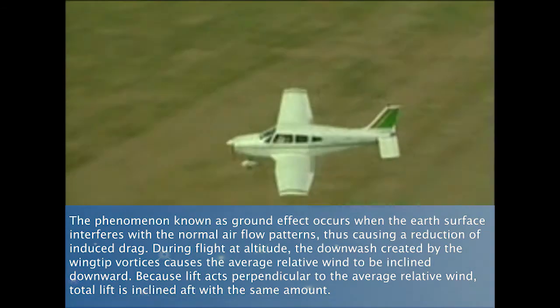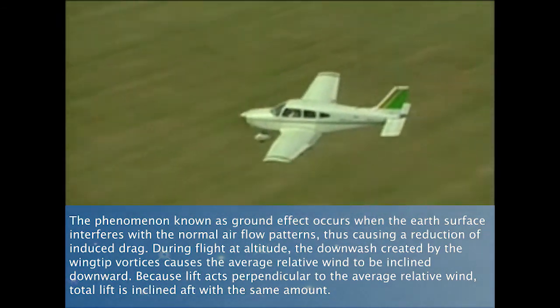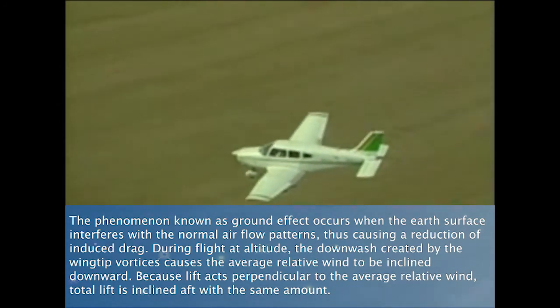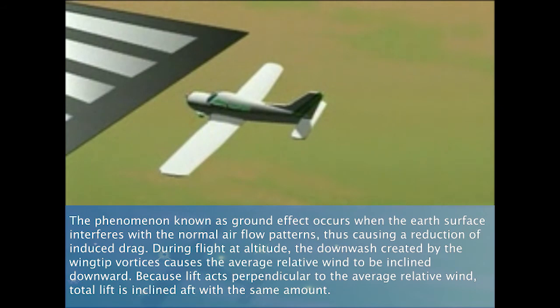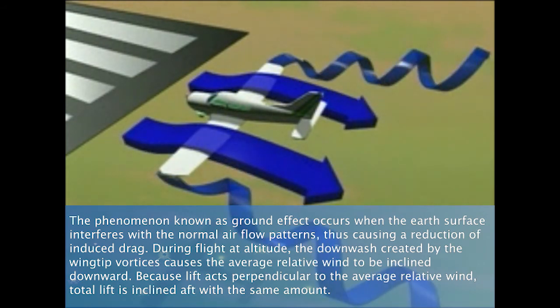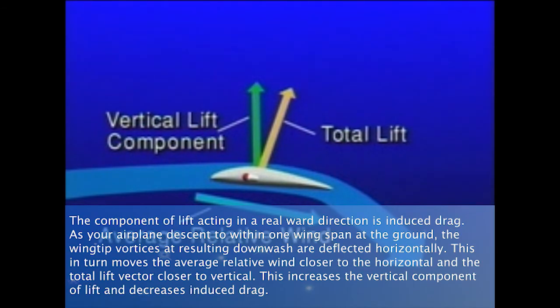The phenomenon known as ground effect occurs when the Earth's surface interferes with normal airflow patterns, thus causing a reduction in induced drag. During flight at altitudes, the downwash created by wingtip vortices causes the average relative wind to be inclined downward. Because lift acts perpendicular to the average relative wind, total lift is inclined aft by the same amount. The component of lift acting in a rearward direction is induced drag.